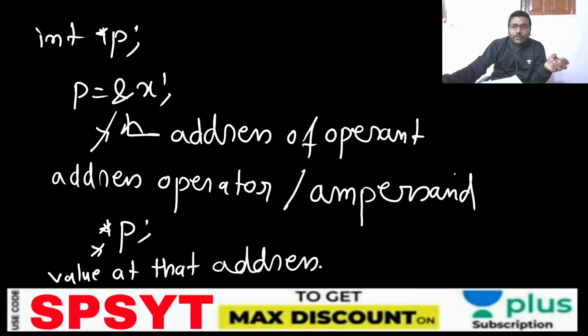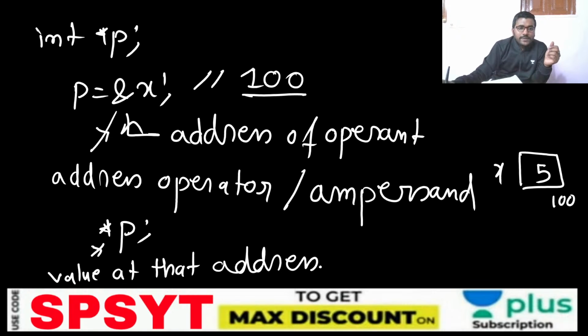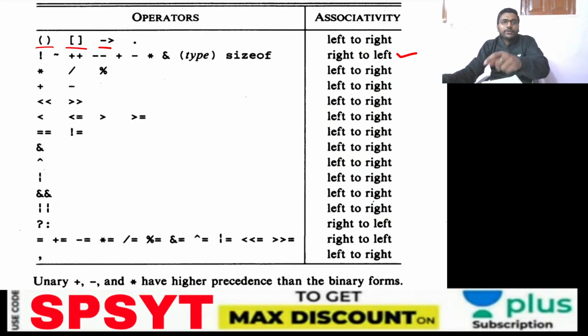Let's assume x has an address 100 and a value 5. If p is equal to address of x, then p is going to have the address 100. Now if you print star p, it will give the value at that address, so the output is going to be 5. The value at address 100 is 5. These are the unary operators, and their associativity is right to left.